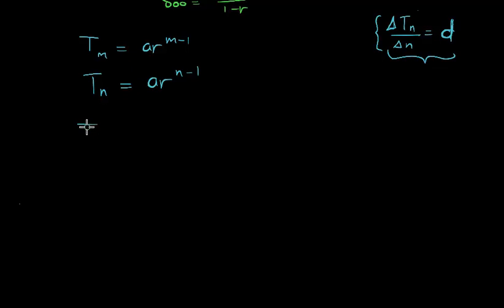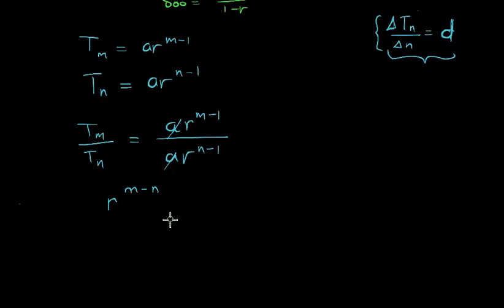So I'll divide both sides. I'll have Tm divided by Tn is equal to AR^(m-1) divided by AR^(n-1). The a's will cancel. The bases are the same, so I can subtract exponents. So I get R to the power (m-1) minus (n-1), and that just becomes m minus n. You get that? Okay. That is equal to Tm over Tn.